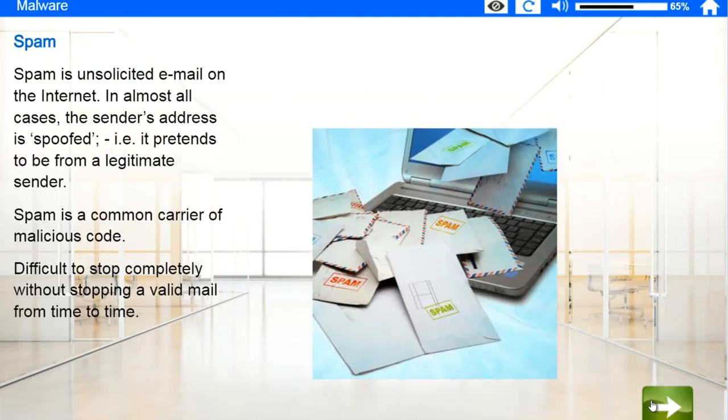Spam. Spam is unsolicited email on the internet. In almost all cases, the sender's address is spoofed, i.e. it pretends to be from a legitimate sender. Spam is a common carrier of malicious code. Difficult to stop completely without stopping a valid mail from time to time.